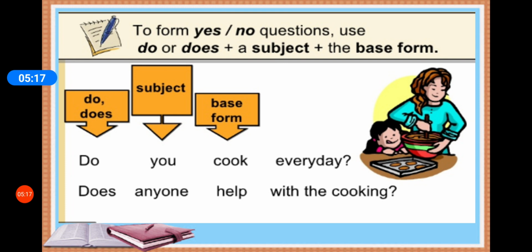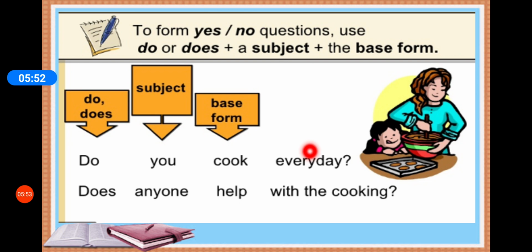Now, how to form question sentences? In order to form yes or no questions, use do or does plus subject. Subject I have told you. Subject is the person about whom we are talking in the sentence. And the base form. Base form means the first form of the verb. Like do or does, then subject and then base form. For example, do you cook every day?